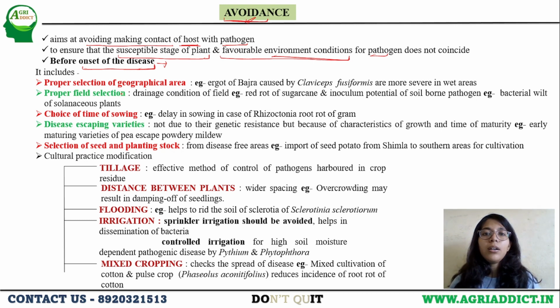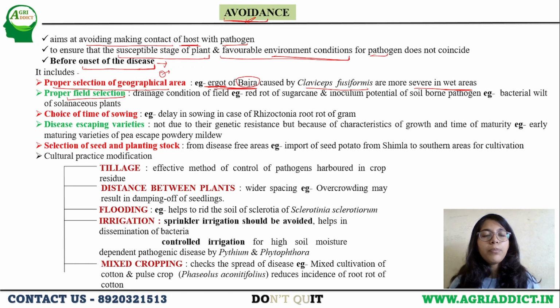The methods that come under avoidance are: we need to select a proper geographic area so that the disease doesn't occur in that area. For example, ergot of Bajra. This is a disease caused by Claviceps fusiformis. It is very much severe in wet areas. So, we need to cultivate Bajra preferably in the dry area to avoid this disease occurrence.